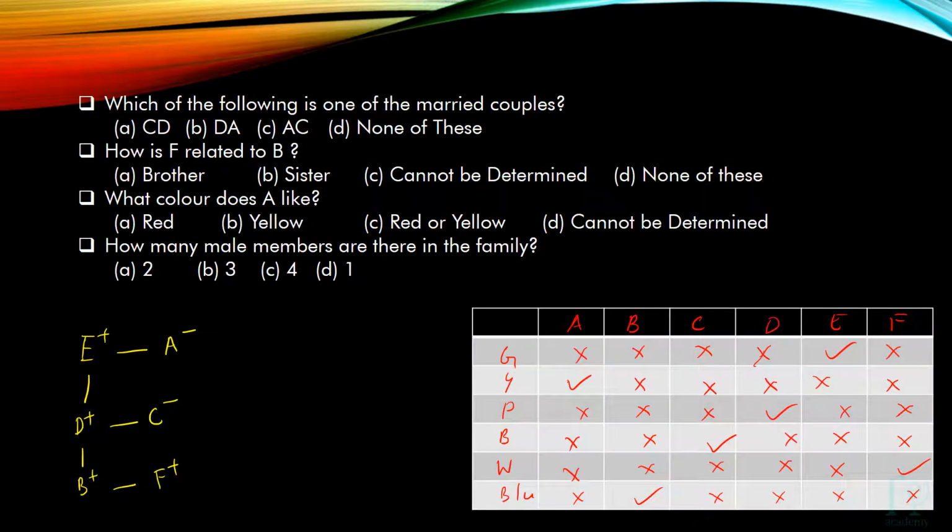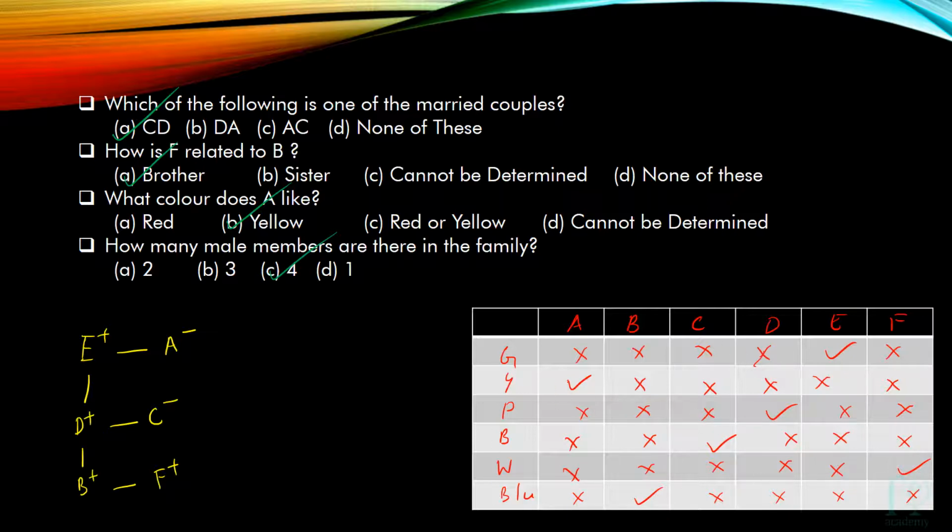Which of the following is one of the married couples? CD, DA, AC, none of these. So EA is one married couple. CD is the second married couple. So our option is A. How is F related to B? F is the brother of B. What color does A like? A likes yellow color. How many male members are there in the family? 1, 2, 3, 4. So there are 4 male members in the family.